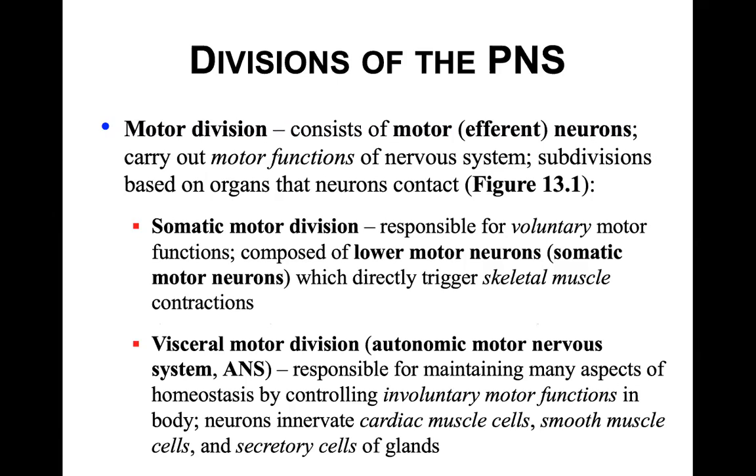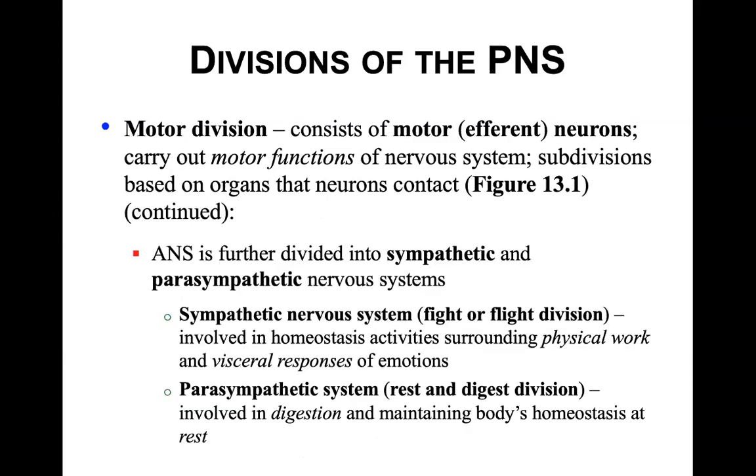The visceral motor division, which is responsible for maintaining many aspects of homeostasis by controlling involuntary motor functions in the body, with neurons to innervate cardiac muscle cells, smooth muscle cells, and secretory cells of various glands. The motor division will consist of motor or efferent neurons carrying out motor functions of the nervous system, and there are several subdivisions to this as well. The autonomic nervous system is further divided into sympathetic and parasympathetic nervous systems.